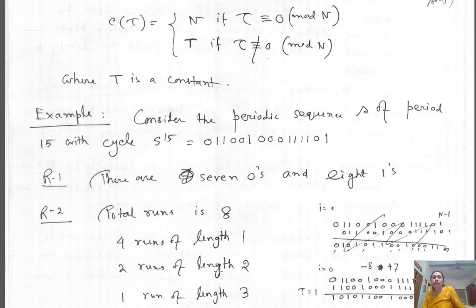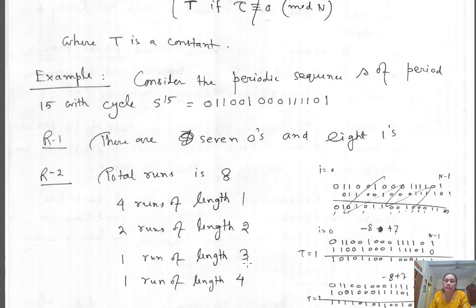How many runs of length 2? Length 2 means consecutive 2 values are the same, like 0 0 or 1 1. So length 2 runs: this is one, this is two. This is 3 length, right? So 2 runs of length 2. Consecutive 2 values are the same. So we have 2 runs of length 2.